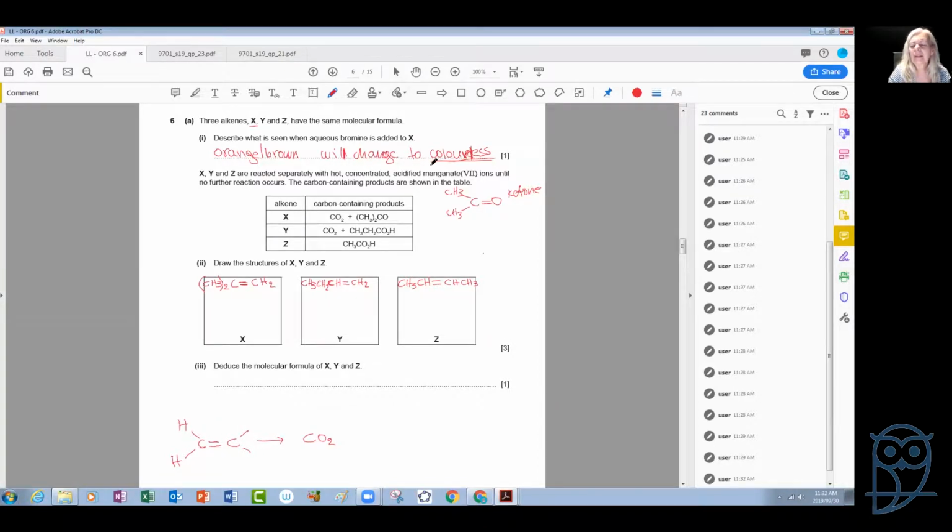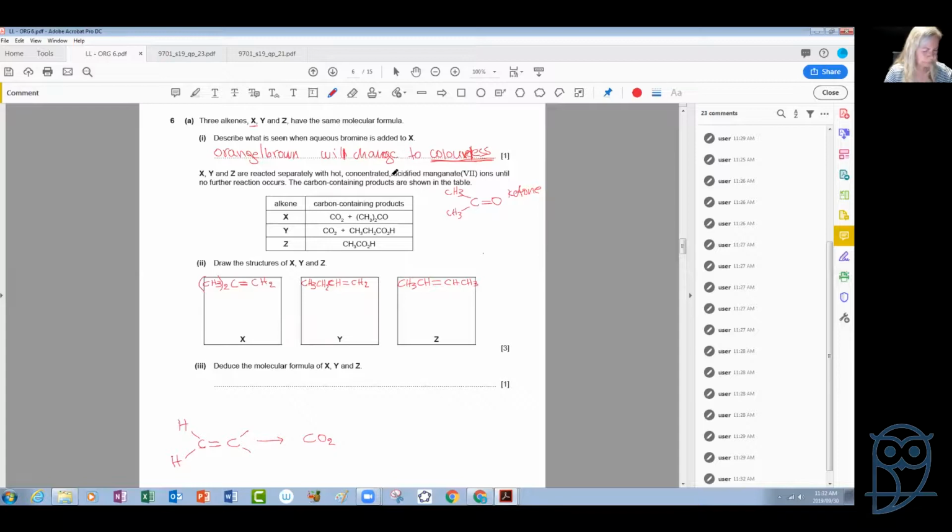And actually, this is the test for an unsaturated hydrocarbon. If we add the solutions to be tested into bromine water and it changes color, it means that there was a reaction, which means that this hydrocarbon was unsaturated.